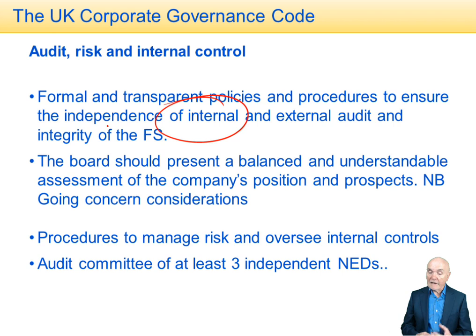The board should present a balanced, understandable assessment of the company's position and prospects, and in particular the board is required to look at the going concern position of the company. Will it survive the next 12 months? And this has to be stated, if you like, as a note in the financial statements that they have indeed looked at this 12-month future, and yes, they think the company should be surviving at the end of that time.